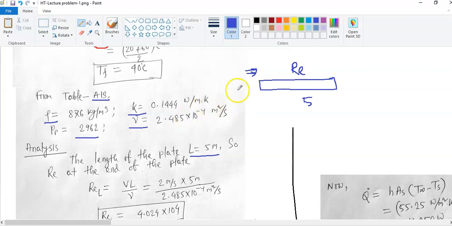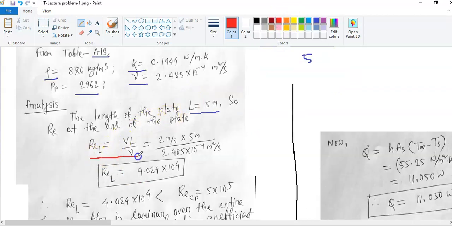So we will calculate the Reynolds number, which depends on many things, but here, for this plate, it depends on the length of the plate, the free stream velocity, and also the density and dynamic viscosity. But here we will use the kinematic viscosity, and we know the relation between dynamic viscosity and kinematic viscosity. So let's say here the Reynolds number is VL over nu.